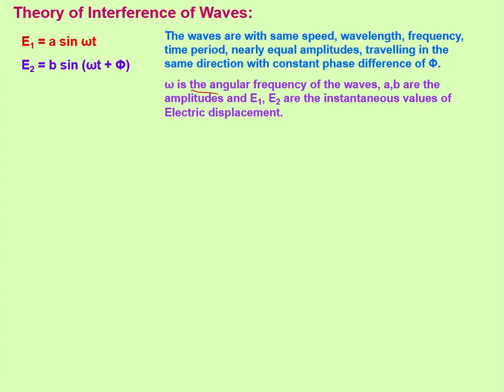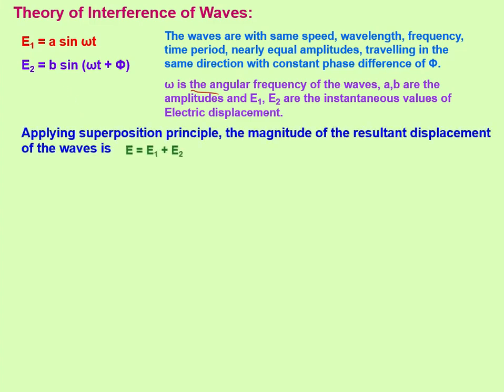When these two are added, due to superposition, we get E1 plus E2. Add them. E1 is A sine omega t. E2 is B sine(omega t plus phi). Now we'll use one identity here. You can write down this step in your notebook also.